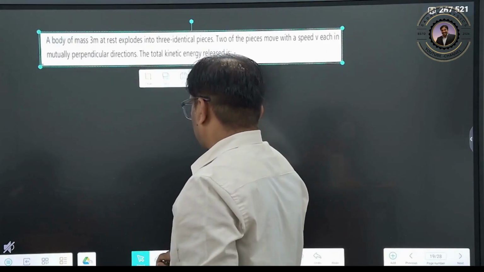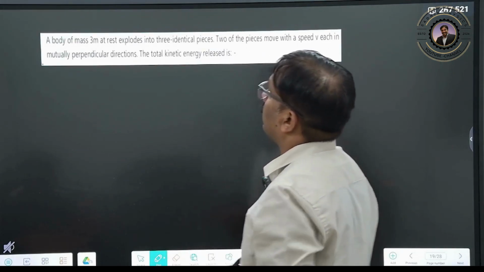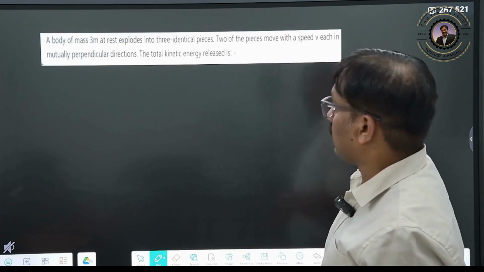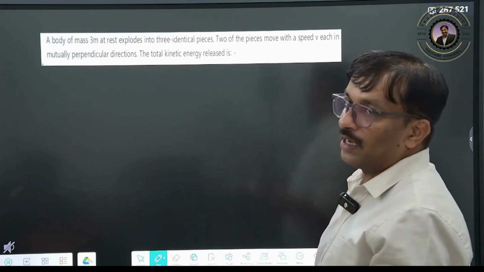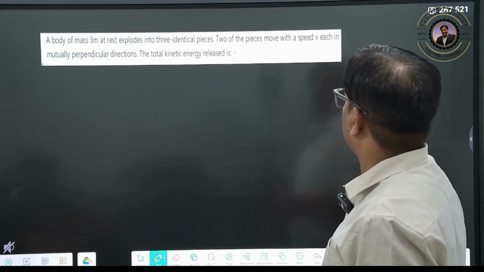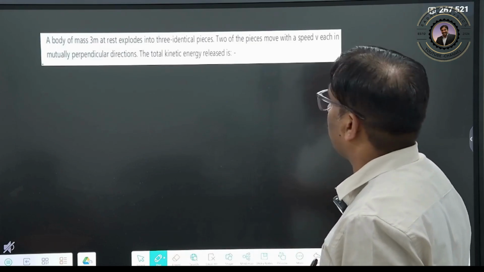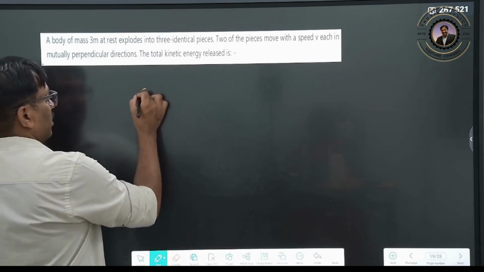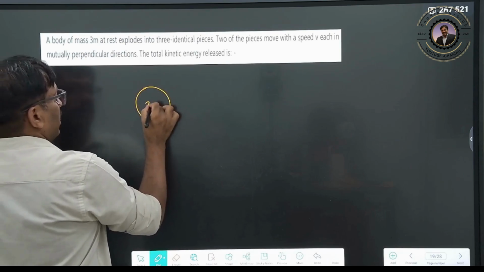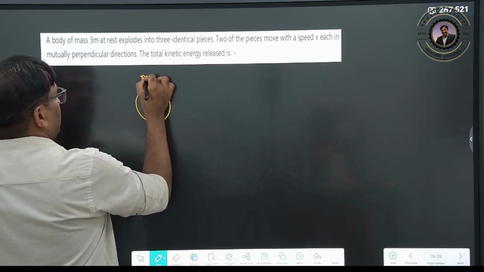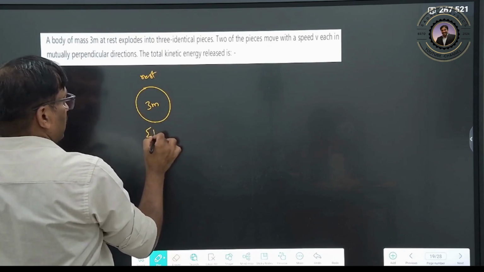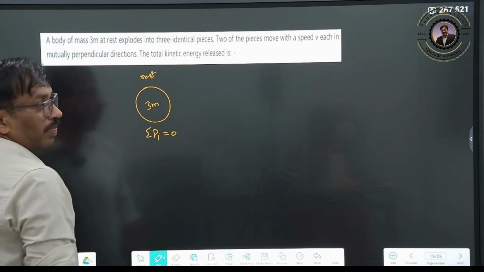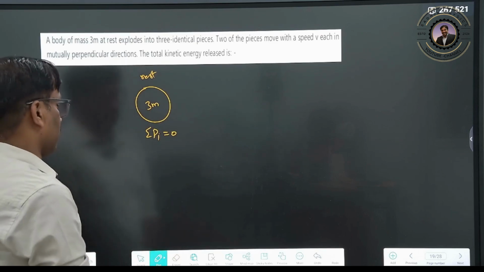A mass of 3m is at rest and explodes into 3 identical parts. 2 pieces will move with a speed v, mutually perpendicular. Find the total kinetic energy. Again the same thing: here it will be 3m. Initially it was at rest, therefore the initial momentum is 0. The final momentum also should be 0.